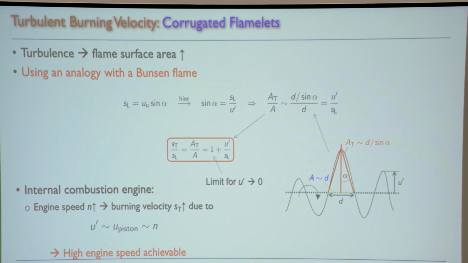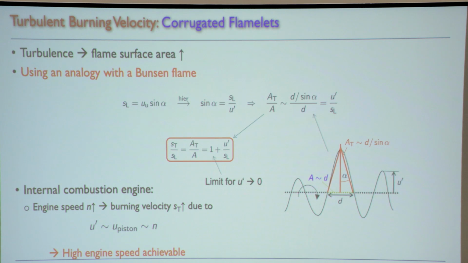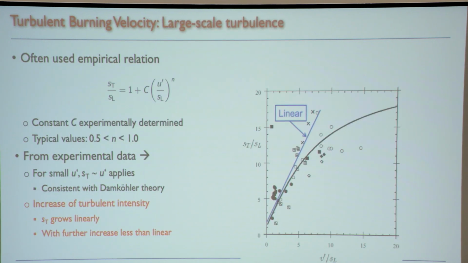But anyways, it's interesting that this explains why you can run an engine even at 20,000 RPM, where you have no time, because you get stronger turbulence, which means the flame just burns faster. Okay, good. So maybe we'll stop here and take the next break.